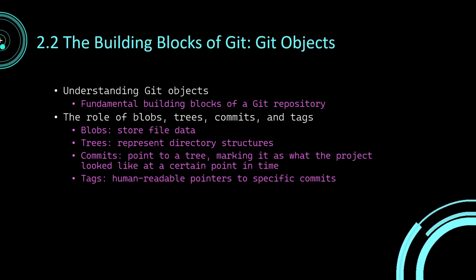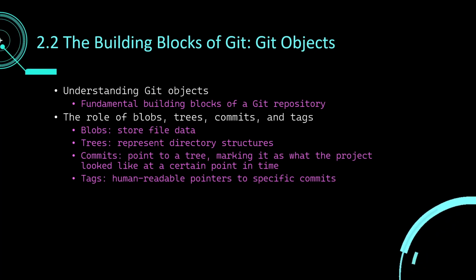So the last piece of this is tags. Think of tags like user-friendly bookmarks in our project's timeline. They're pointers to specific commits, and they usually mark important milestones in our project, such as the release of a new version. So I hope those four constructs are clear, but I understand these objects and their roles, you're really getting close now to actually understanding how Git is operating under the hood.